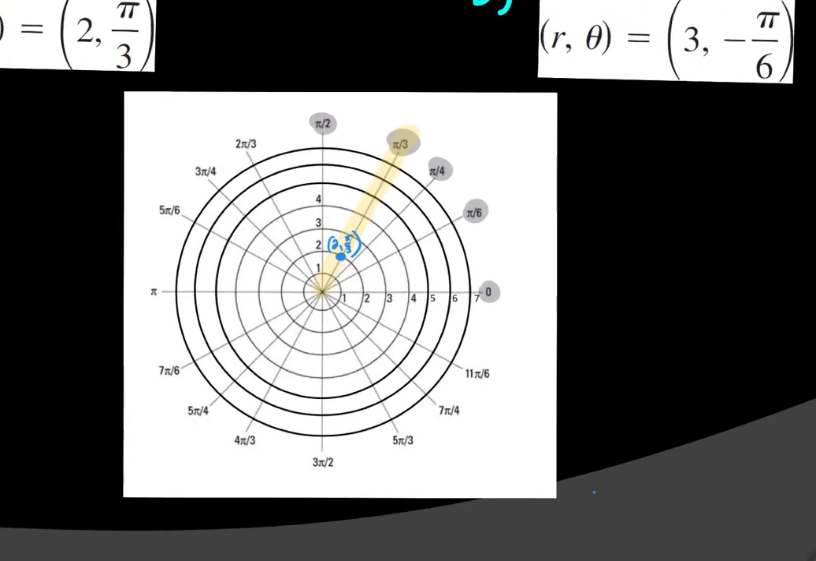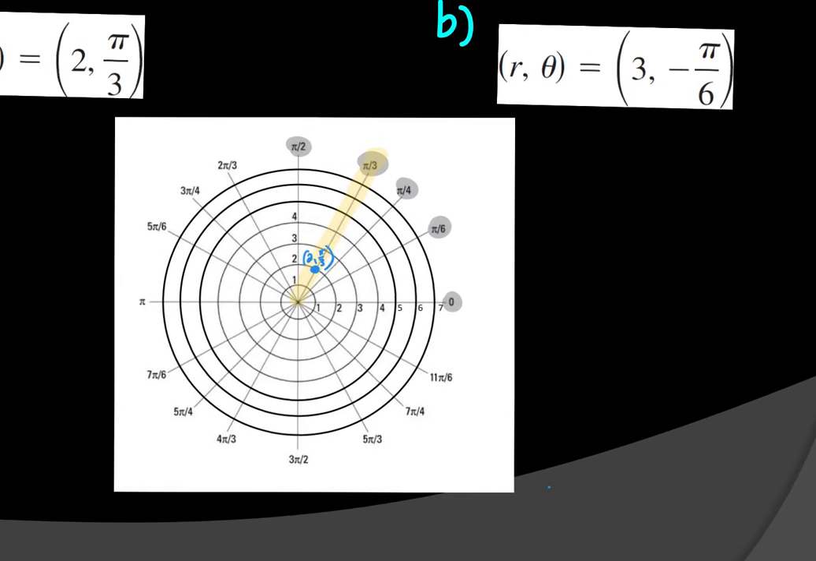Because the radius is 2, I go to the second ring. Nope. You go to the angle first, and then you go out to the second ring along that angle.